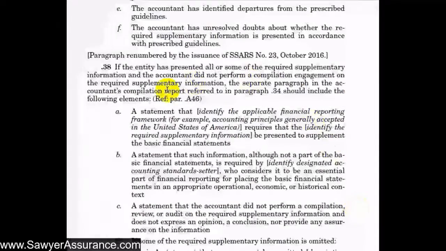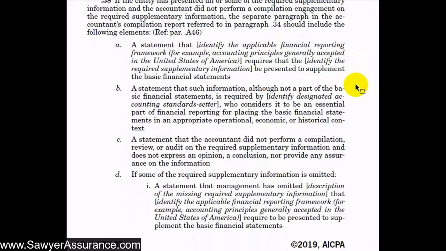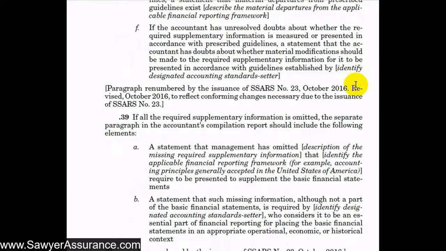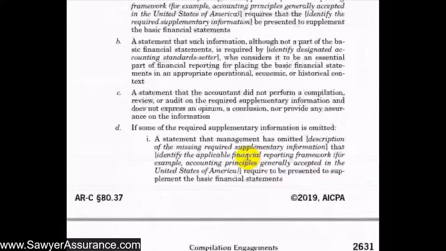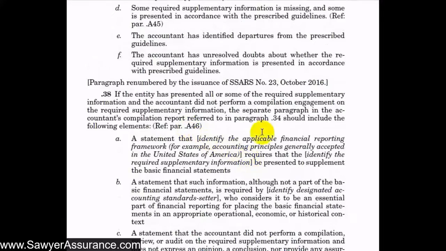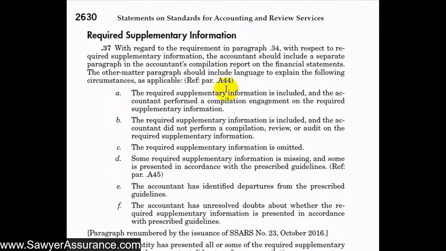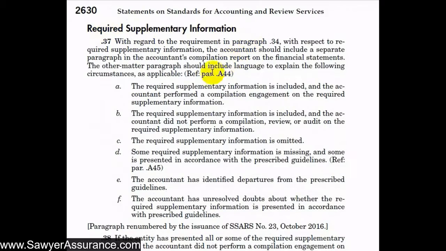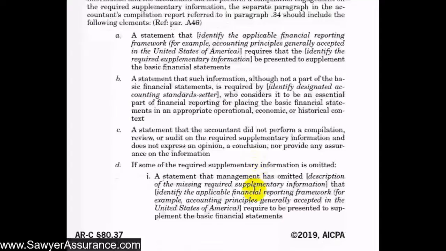And if it turns out that we did not perform a compilation engagement on that required supplementary information, then we would include each of these requirements, or rather a statement. And finally, if the supplementary information was omitted, then we need to include these paragraphs. We've got a few explanatory material sections throughout here. We've got A46 and A45 and A44 to give us some more information on how to modify our accountant's compilation report for these circumstances. So let's go down to A44 through A46 to get that information.